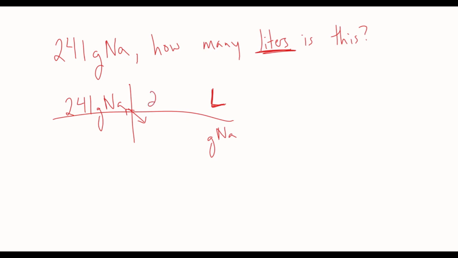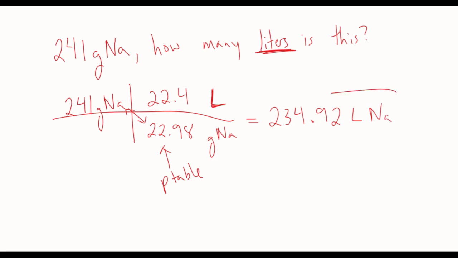All right, so now looking here, liters always uses 22.4. This grams is going to come from the periodic table. So you look at the periodic table, you find sodium, and you use its mass, which is 22.98. So we're going to multiply the top two, 241 times 22.4, divided by 22.98. And that comes out to 234.9, and that's going to be liters of sodium.